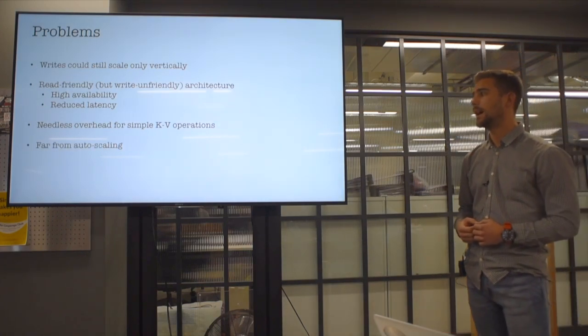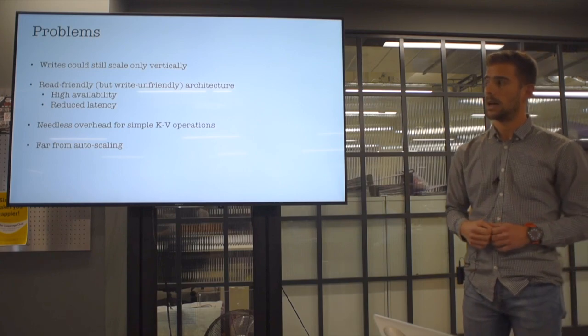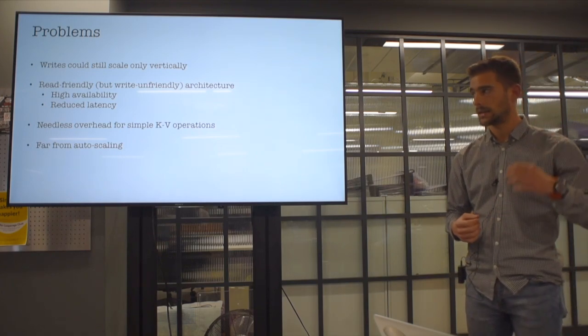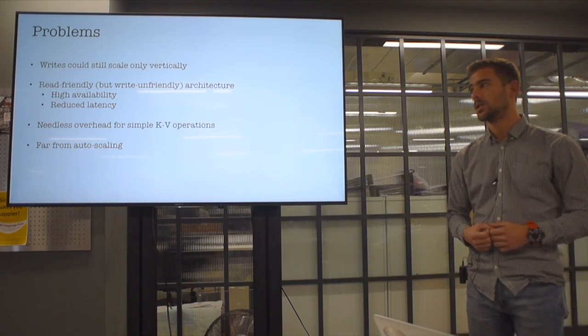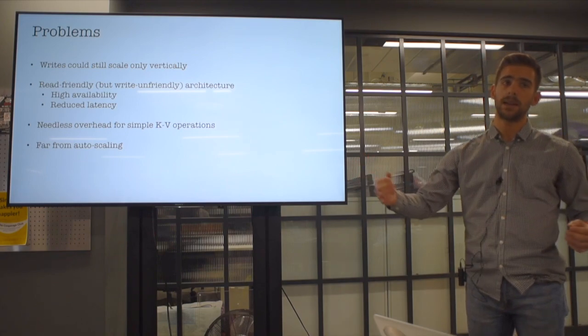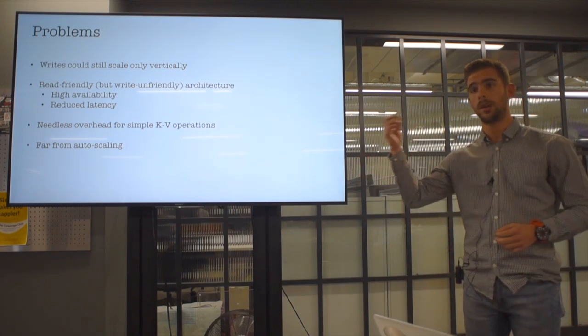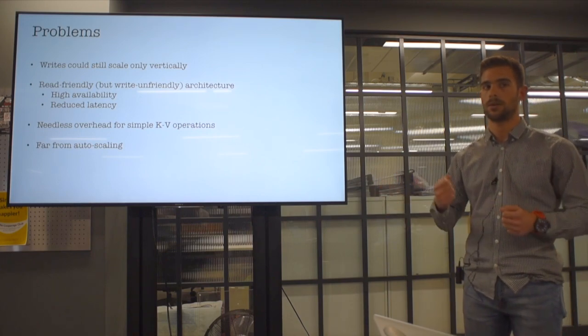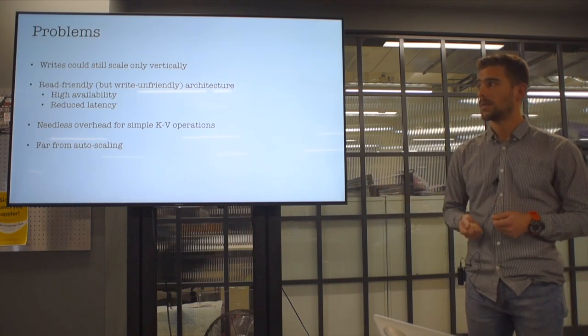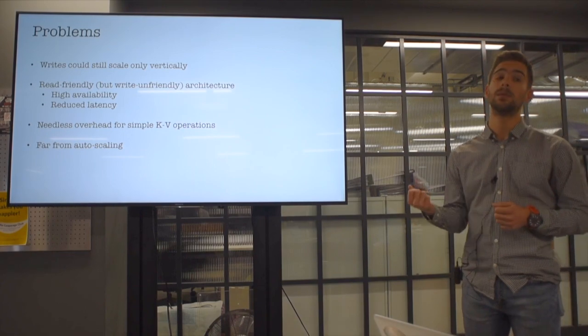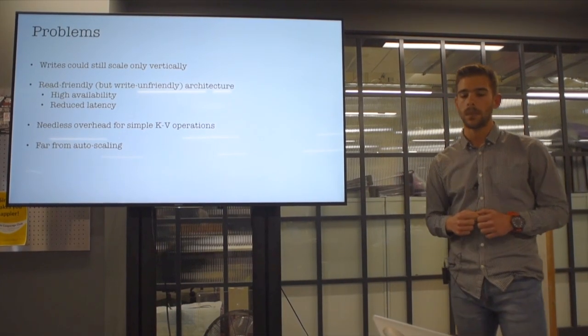And the last one is, it was far from the vision Amazon had at that point for auto-scaling. Every time they wanted to scale out their application, they had to do a lot of manual work to add replicas and then set up the replication, etc. So they wanted to have something that would be able to scale automatically.